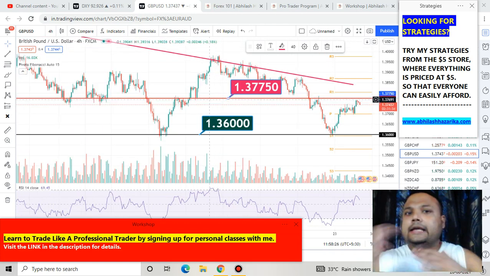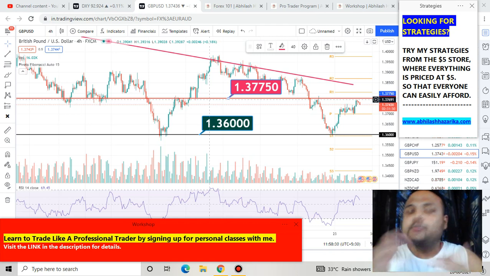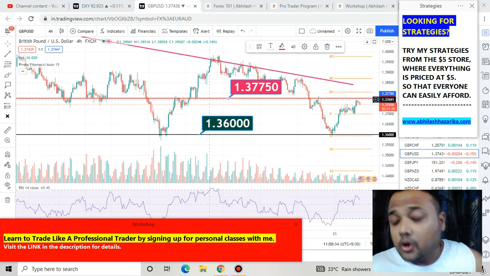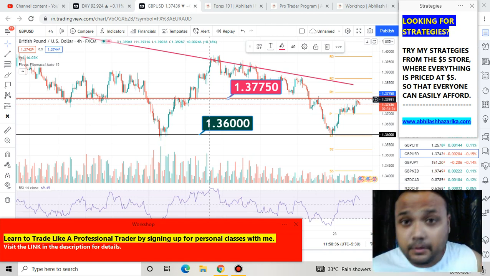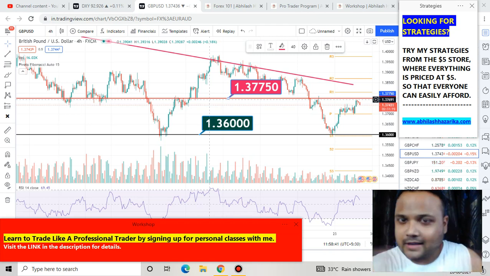Anyways, if you're still wondering what is going on in the chart of GBP USD, do not worry, I'll be explaining them one by one so that you can get a clear picture of what is going on in the chart, and we'll be jumping to the strategy part after that. Clear? Okay.